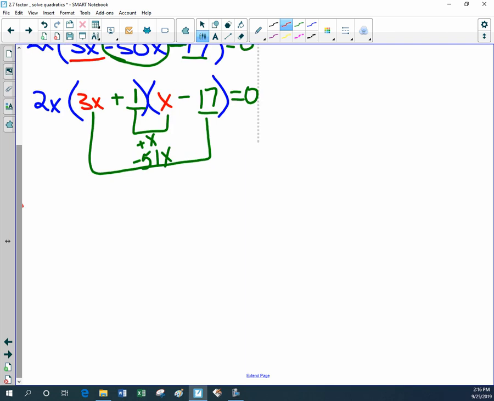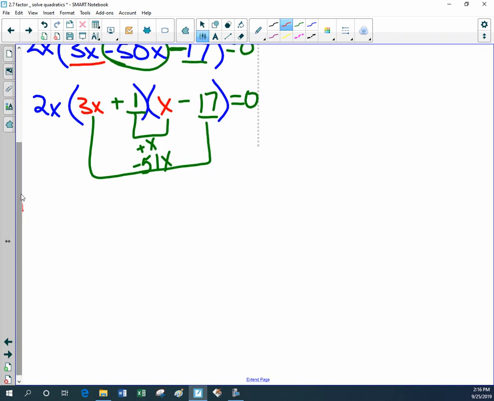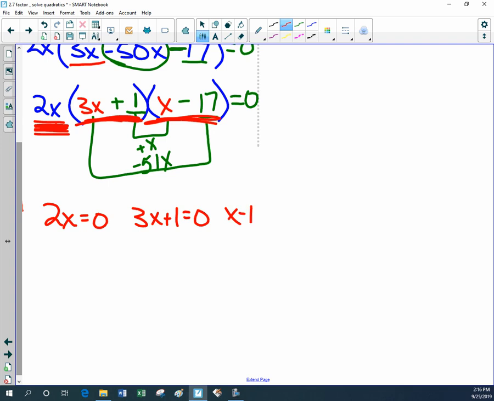So now my next step is to set each factor equal to 0. And this time, because my greatest common factor had a variable, I've got to find out what makes 2x equal to 0 also. So I set 2x equal to 0. I set 3x plus 1 equal to 0. And I set x minus 17 equal to 0.